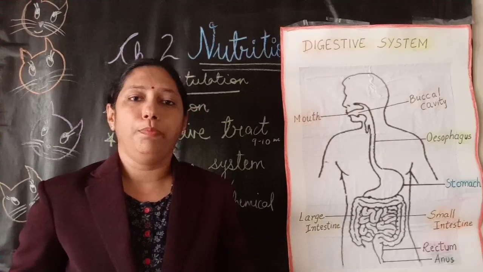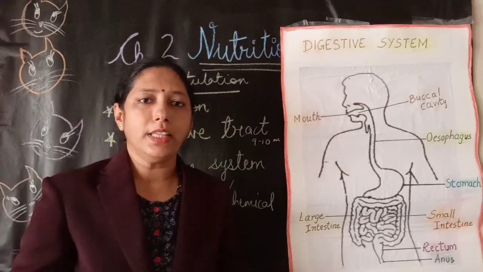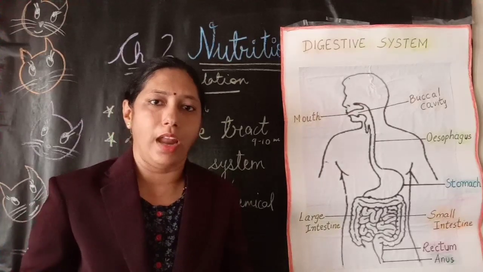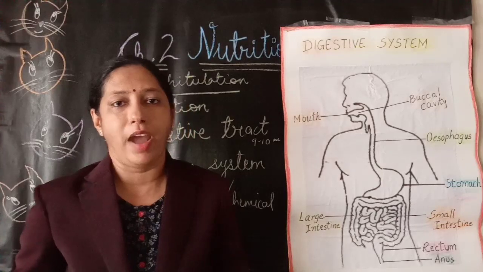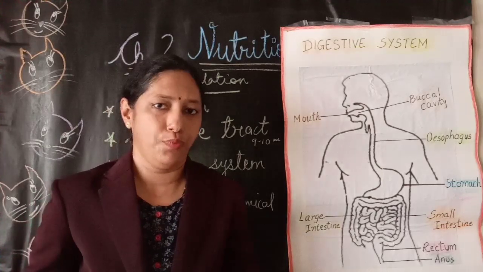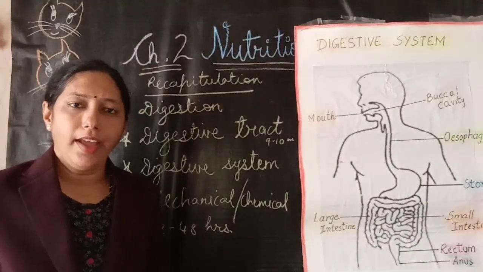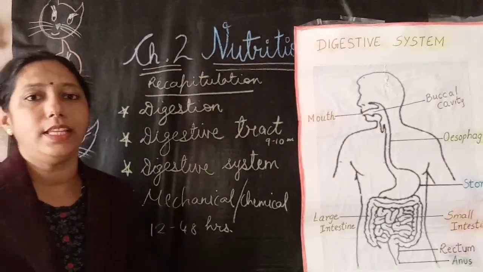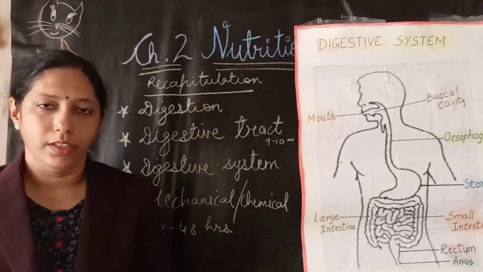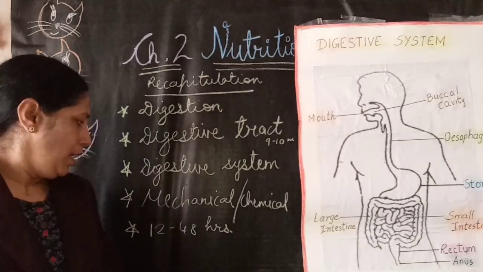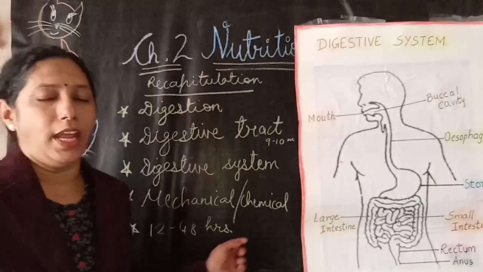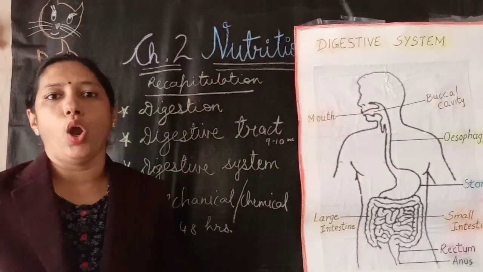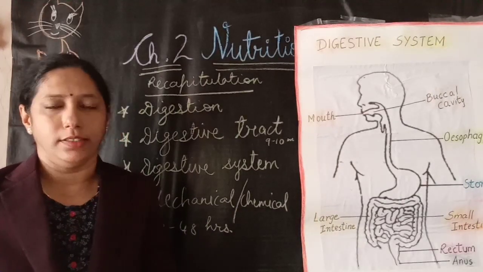These enzymes break down the complex substances of food like carbohydrate, protein, fats into their simplest form. At the end, we learned that the time taken for digestion varies from person to person. It can be from 12 to 48 hours depending on the type of food eaten.